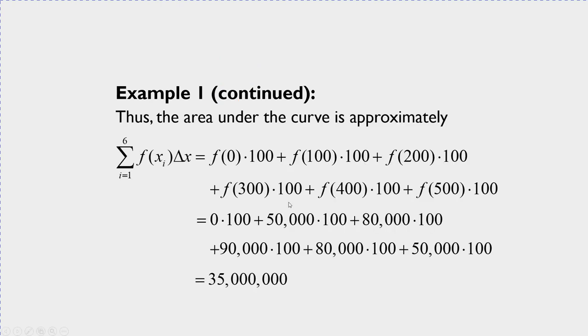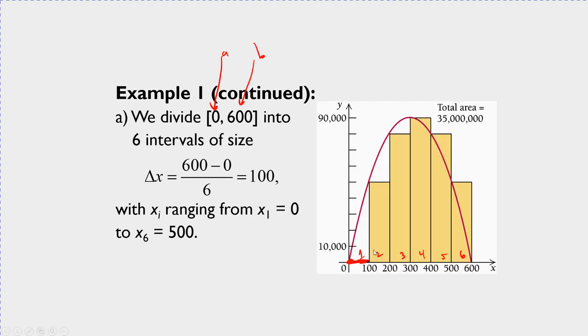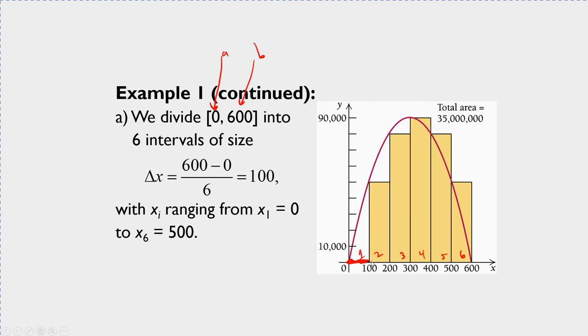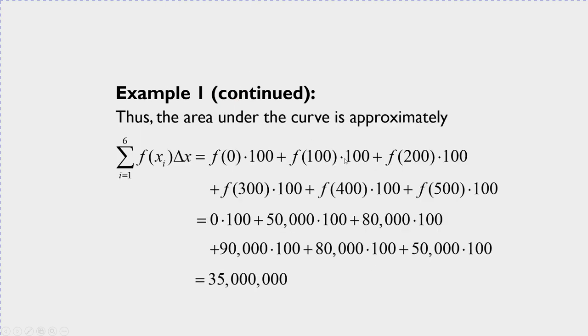Here's what you're going to do. The area under the curve is approximately the summation from i equals 1 to 6 of f of x sub i times delta x. What I said was start at 0, so x sub 1 is equal to 0, then x sub 2 would be 100, and so on. So you take f of 0 times the width of 100, plus f of 100 times 100, because the width always stays the same, and you keep going through that.